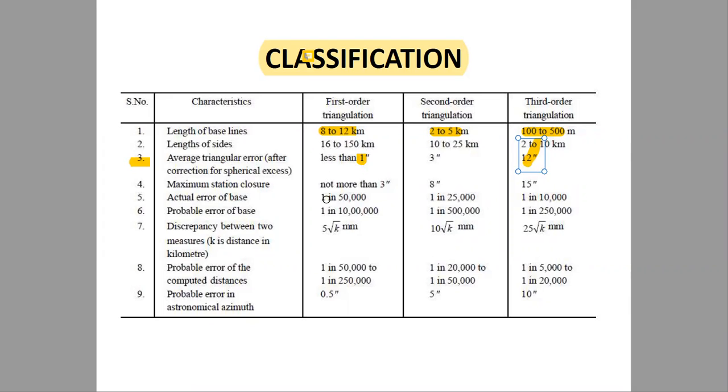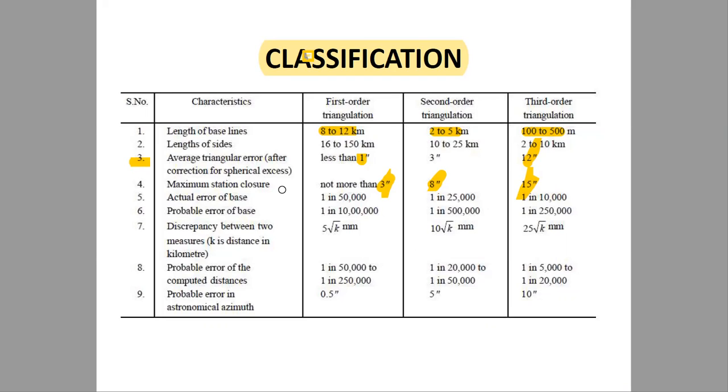Maximum station closure should be not more than 3 seconds in first order, 8 seconds in second order, and 15 seconds in third order. What is station closure? As we have studied in our Survey 1, that is closing error.